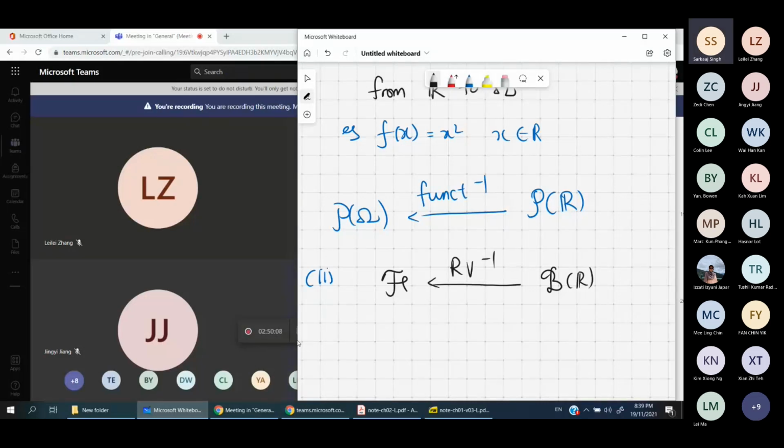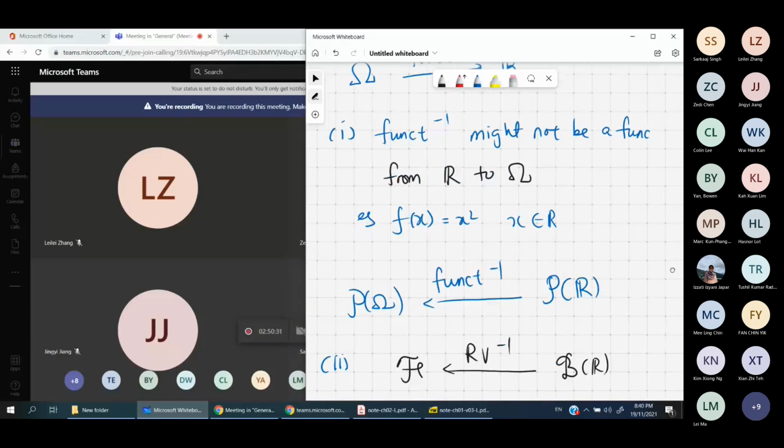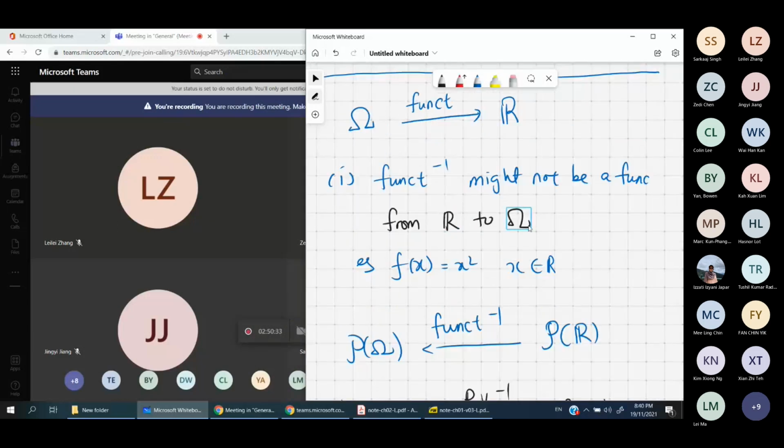Okay, I'm getting it, but you said that x squared has no inverse function. Then how can you have an inverse? So the random variable can't be x squared, no? No, it's not a function. There's no inverse function from R back to omega.